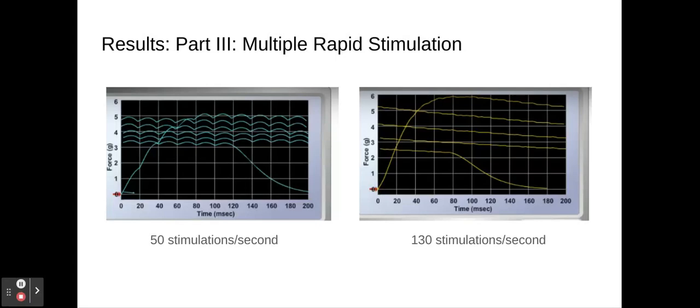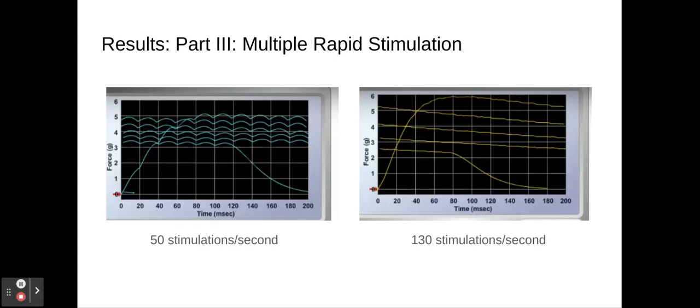Part 3 of the experiment demonstrated the effects of rapid continuous stimulation applied at the maximum voltage of 8.5 volts. The figure on the left shows the effects of 50 stimuli per second being applied to the muscle. The measured force was 5.2 grams. On the right, we see what happened when 130 stimuli per second were applied. The force was measured at 5.88 grams, a force that was 0.68 grams higher than the 50 stimuli per second condition and 4.06 grams higher than the single stimulus applied at maximum voltage.